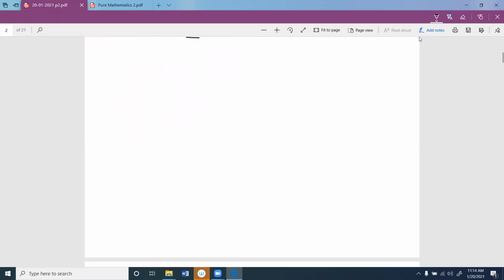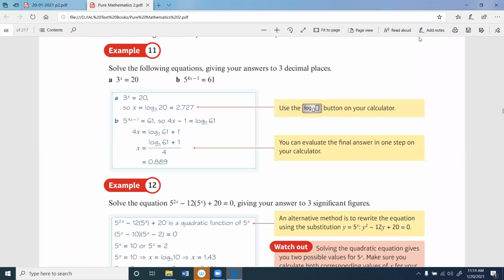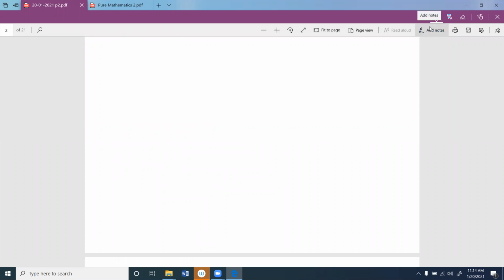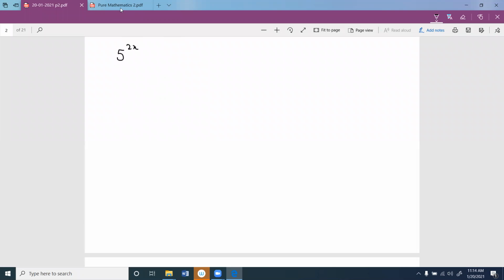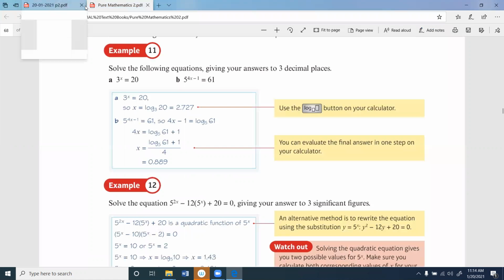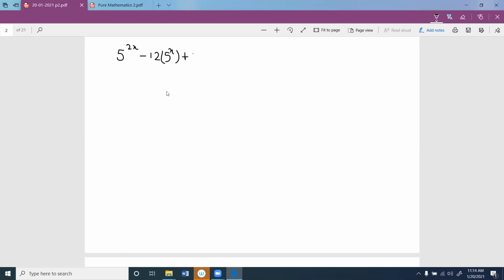Okay. The next level of the question is just like this. We need to solve some kind of a quadratic equation, this type of it, to get the answer for that, right? Okay. So we will do it this way: 5 to the power 2x minus 12 times 5 to the power x plus 20 equals 0.